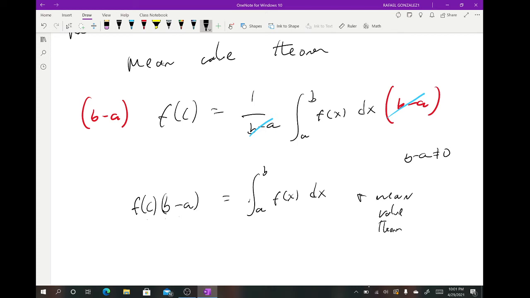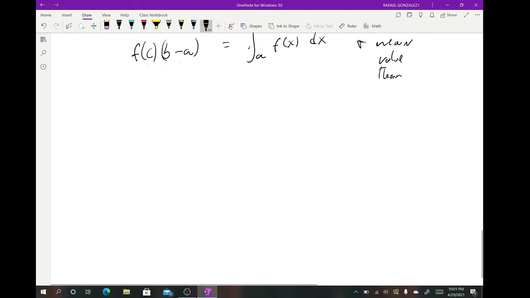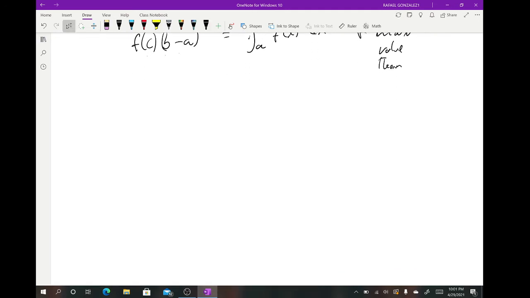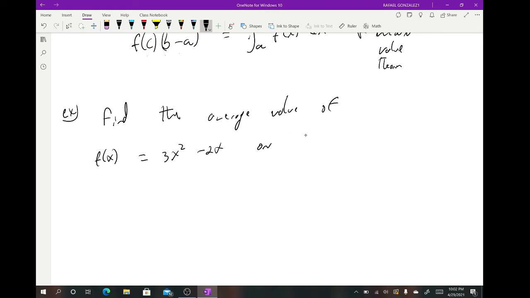So now we have a way of finding that f(c). Okay? Let's do one example using this. You can definitely do more in this, but given that this is not on your final exam, I don't want to devote too much time into it. But it's good that you see it. So find the average value of f(x) equals 3x squared minus 2x on the interval 1 to 4.